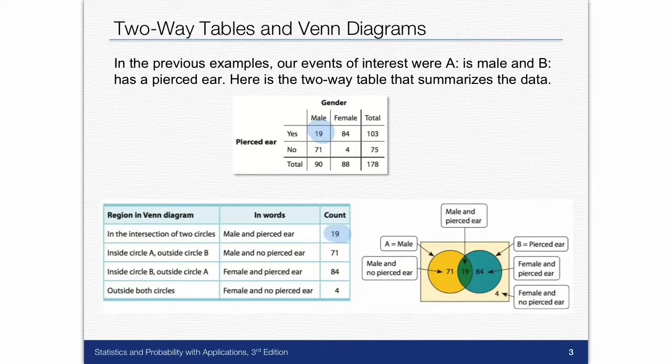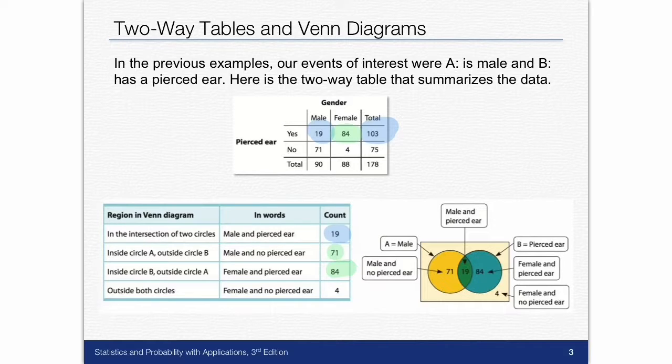Now on event B, pierced ears. We already took 19 of the people who were pierced ears, which was a total of 103, right? 103 is my total. So I took 19 already in the overlap. So what's left when I subtract those 19 is the 84. But we already knew the 84 right here in the table. If you don't have the table, you can still figure these numbers out. That's what I'm getting at. So there's where the 84 came from. There's where the 71 came from.